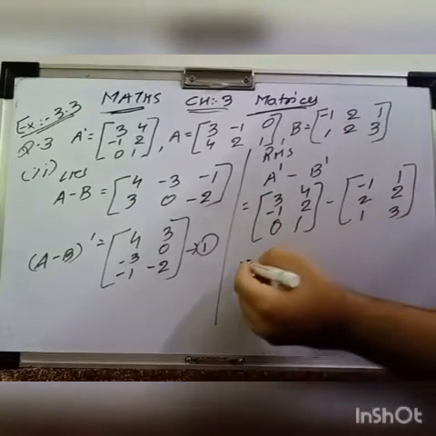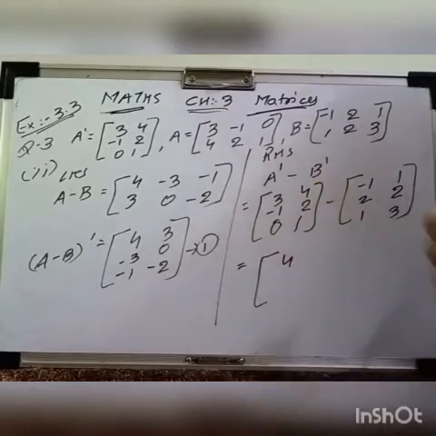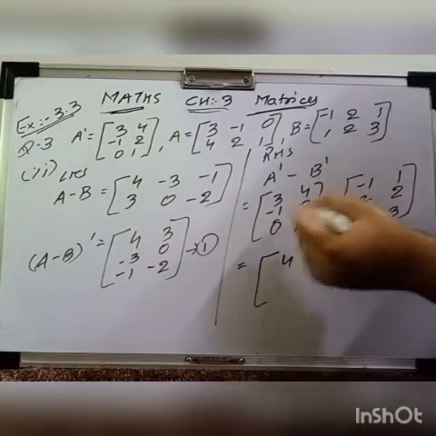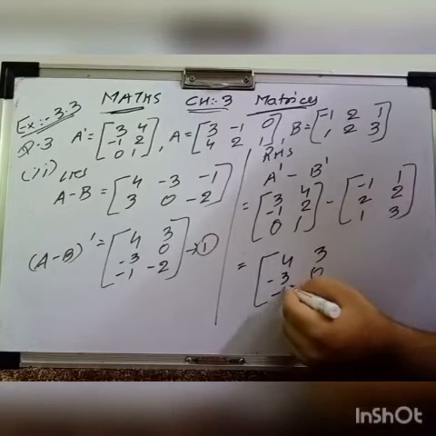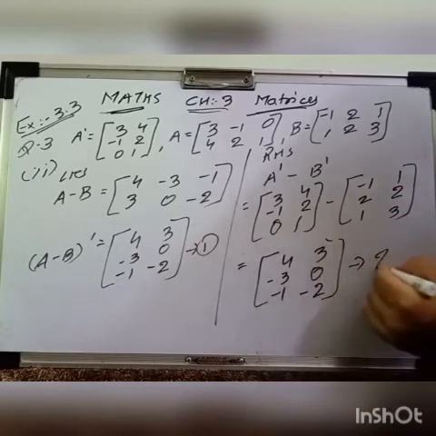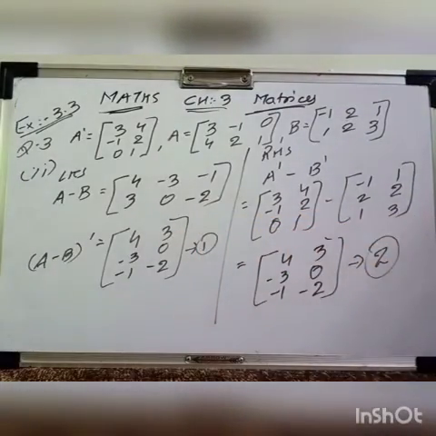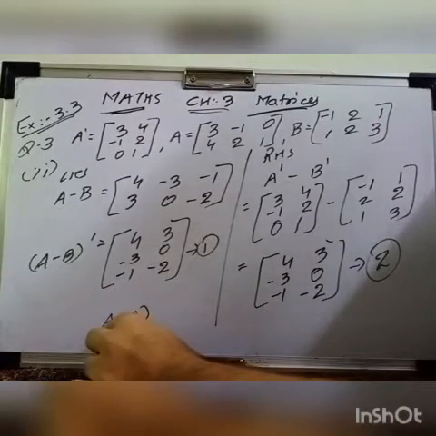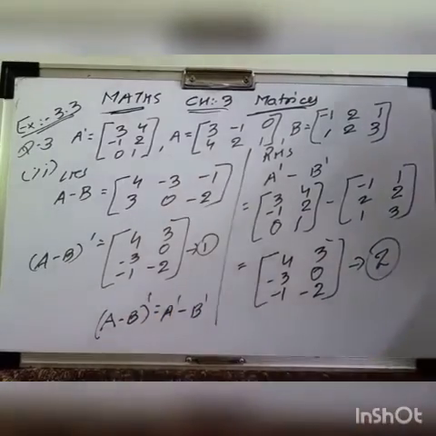So if I subtract them, then I will have 3 minus minus plus, that is 3 plus 1 4, 4 minus 1 3, minus 1 minus 2 minus 3, 2 minus 2 0, 0 minus 1 minus 1, 1 minus 3 minus 2. Give this as 2 and we'll compare the result of 1 and 2. So yes, I got that same result. So hence verified that A minus B whole transpose is equal to A transpose minus B transpose.